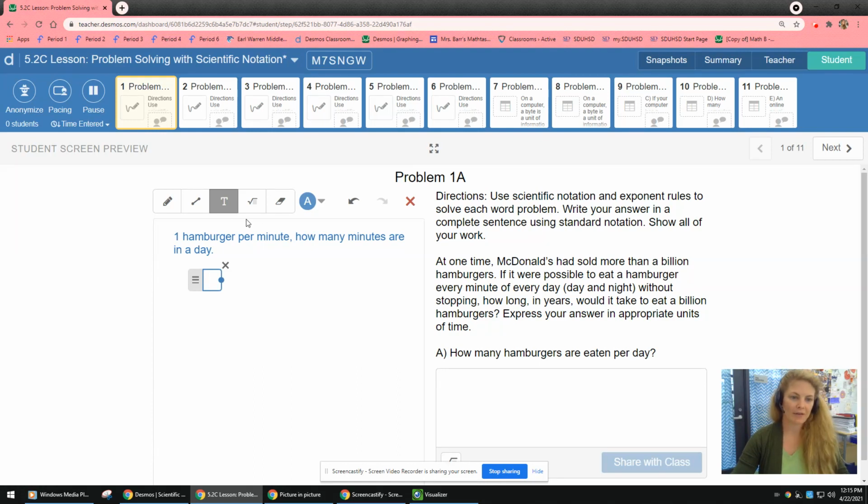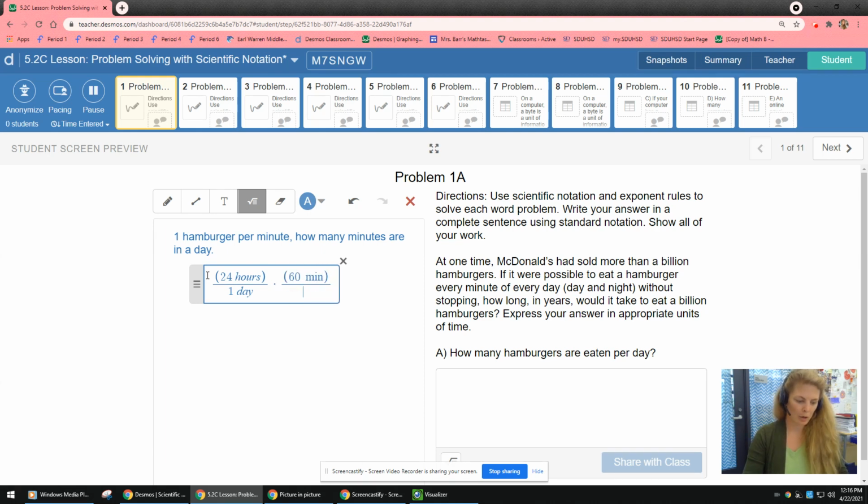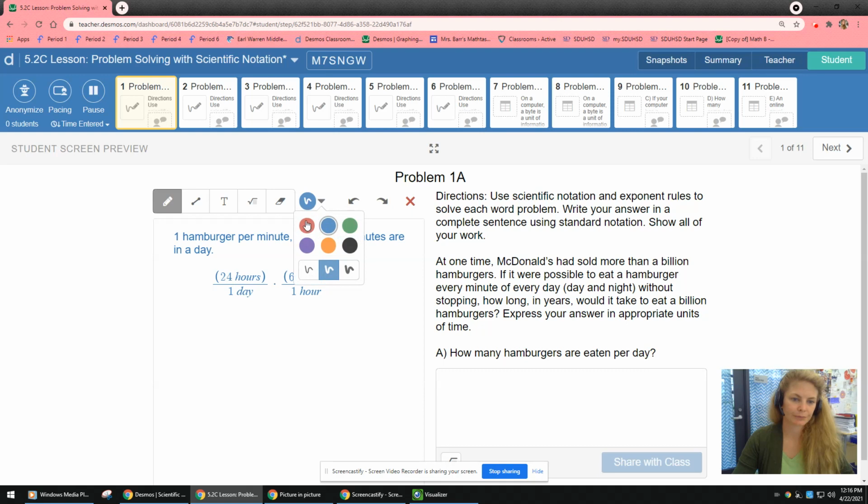Well, we know that we have 24 hours in one day. So if we have 24 hours per one day, and then we multiply that by, there's 60 minutes in an hour, 60 minutes per 1 hour. Notice the hours are going to cancel out with hours, and we'll be left with how many minutes are in a day.